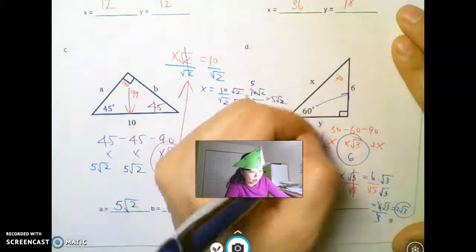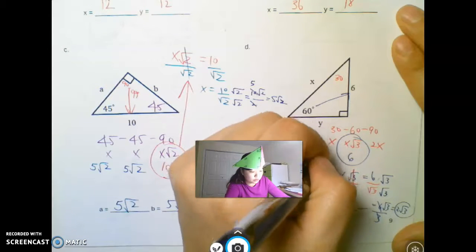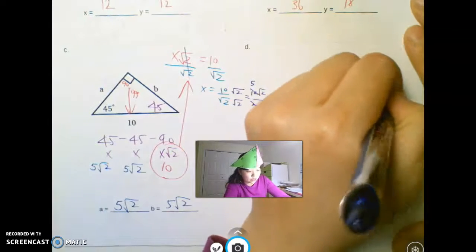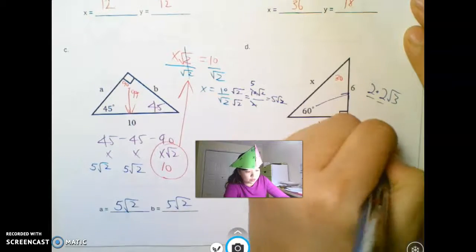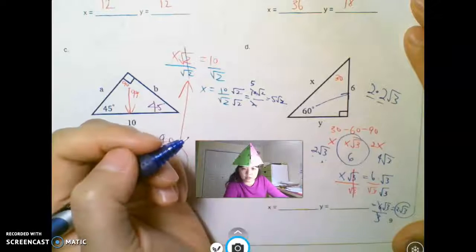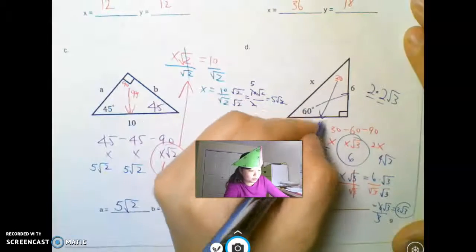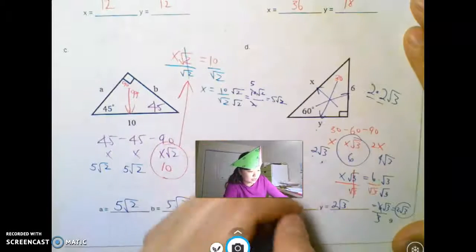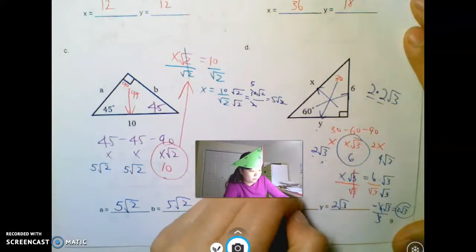So now we know opposite of 30 is 2 radical 3. And then 2 times that is 2 times 2 radical 3. Outside number is 4. Inside number is just 3. So in here, opposite of 30 is y. Y is 2 radical 3. Opposite of 90 is x. That would be 4 radical 3.